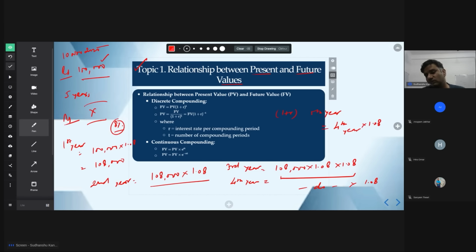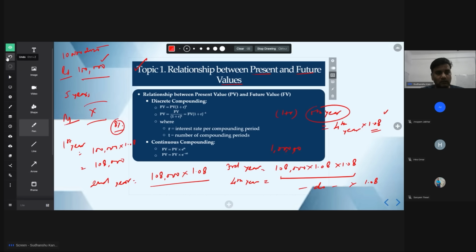So this is what our parents used to do. It's a very simple kind of understanding. So what is the answer to this question, how much money will be there from 1 lakh after 5 years? The simple answer is that we are taking the present value, 100,000.